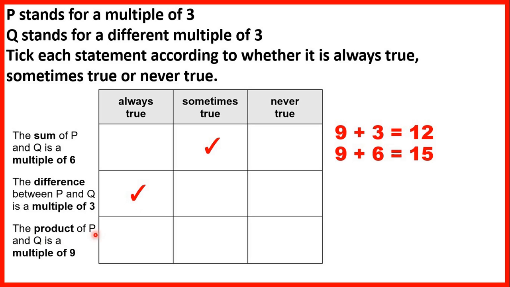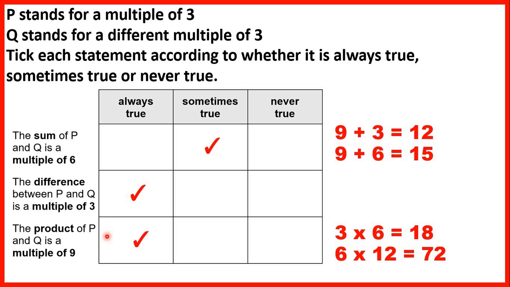And now, the product of P and Q is a multiple of 9. So the product is what you get when you multiply numbers. So if P is 3 and Q is 6, that gives a product of 18, and 18 is a multiple of 9. So let's try something else. If P is 6 and Q is 12, that gives a product of 72, and 72 is a multiple of 9 as well. And we could try a few more different combinations out, but we will always get a multiple of 9. This is always true.